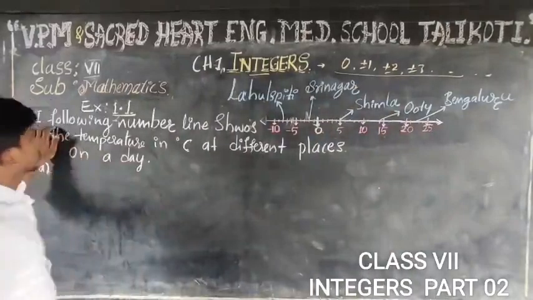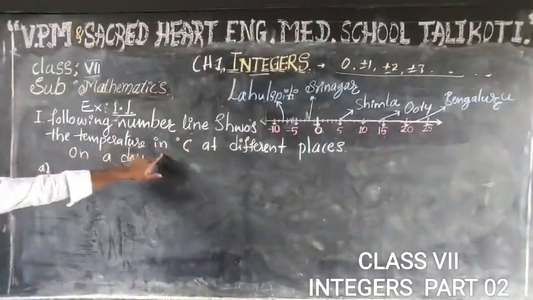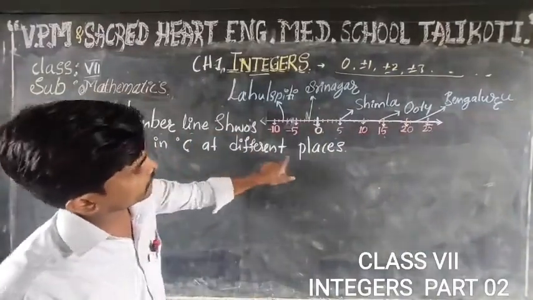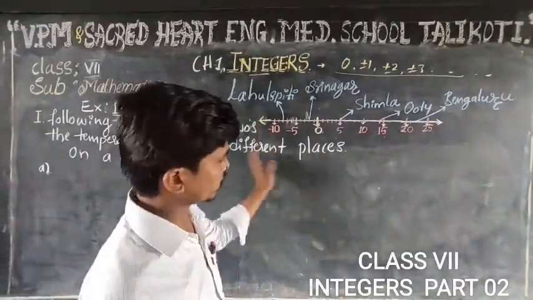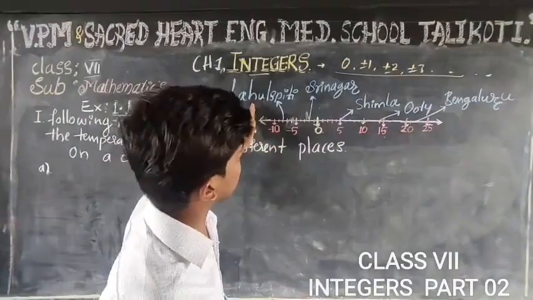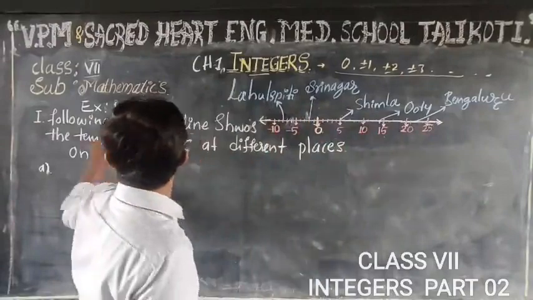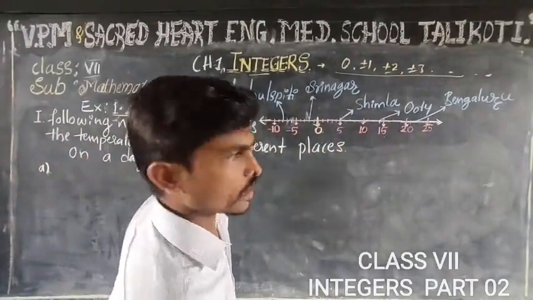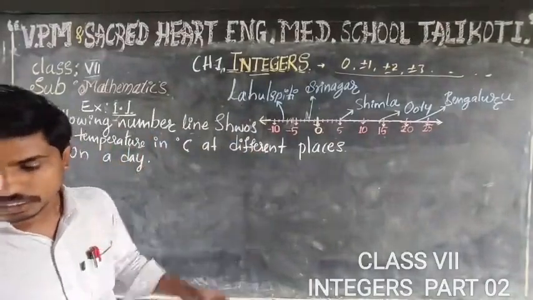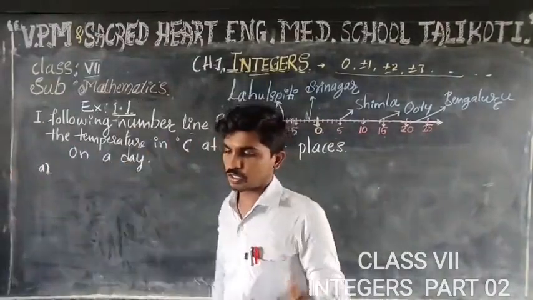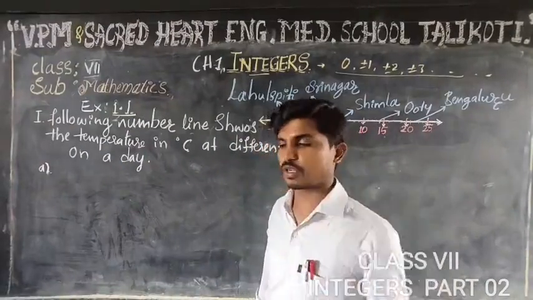Main question first: the following number line shows the temperature in degrees Celsius at different places. Yes sir, because of the shortage of space, I show this number line here. This number line shows the temperature in degrees Celsius at different places. In this first question, they are asking 4 more sub questions.